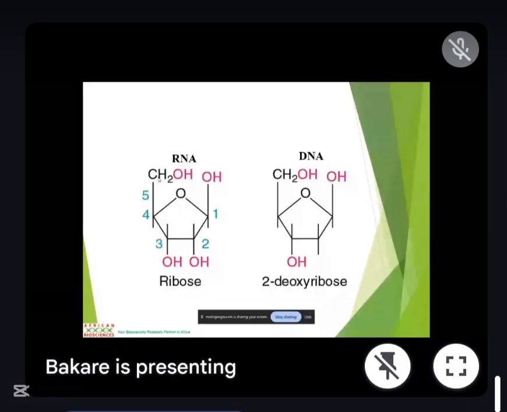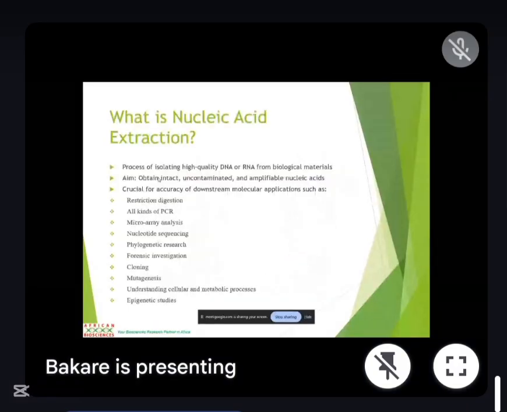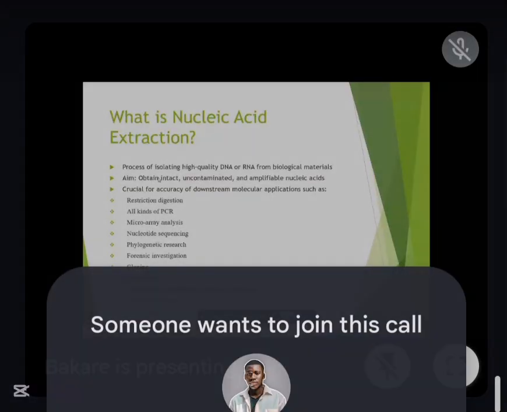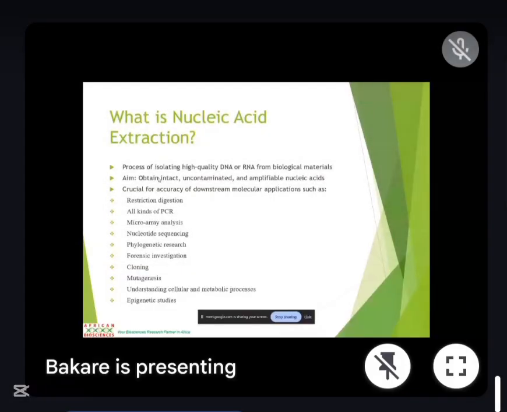So go to nucleic acid extraction. So what is nucleic acid extraction? Nucleic acid extraction is the process of isolating your RNA or your DNA from your biological materials, your biological samples, and this ranges from your hair, your saliva, your blood, your tissue, and any other biological samples you can think of.